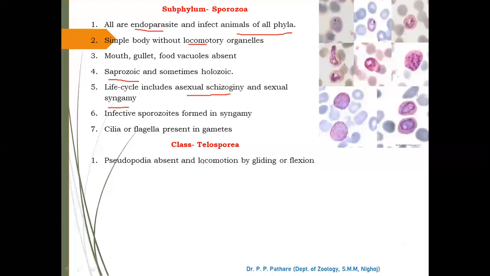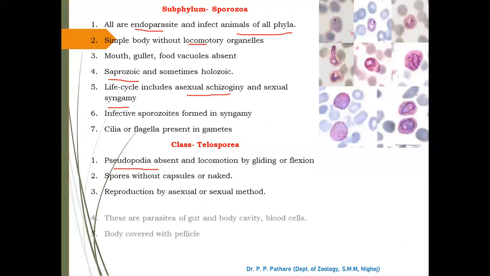These are the characteristics. Pseudopodia are organelles useful for locomotion, but these pseudopodia are totally absent in this class. For the locomotion purpose, they can use flexion and gliding. This is the phenomenon used for locomotion. Spores are without capsule, or naked. Reproduction generally happens in this class in both asexual and sexual types.